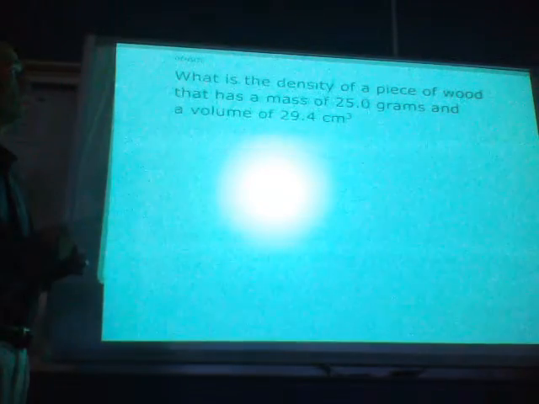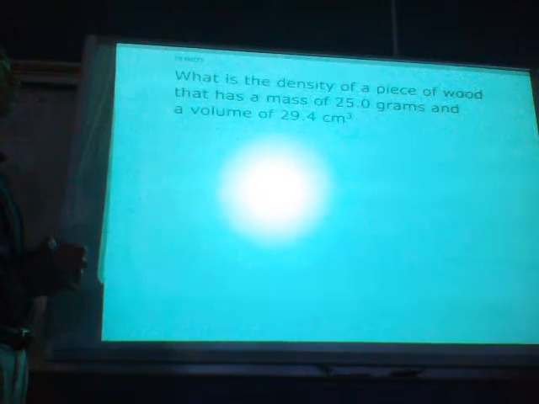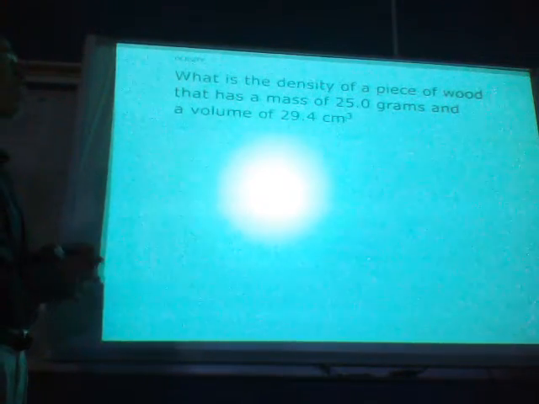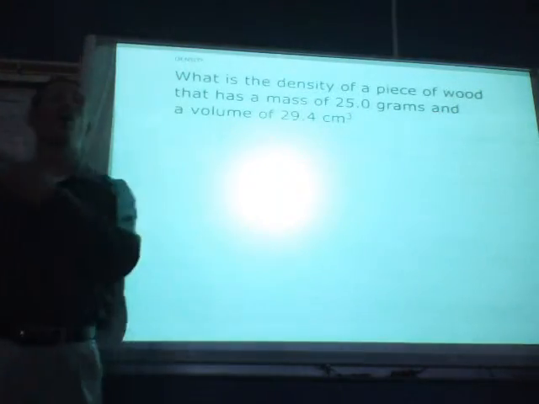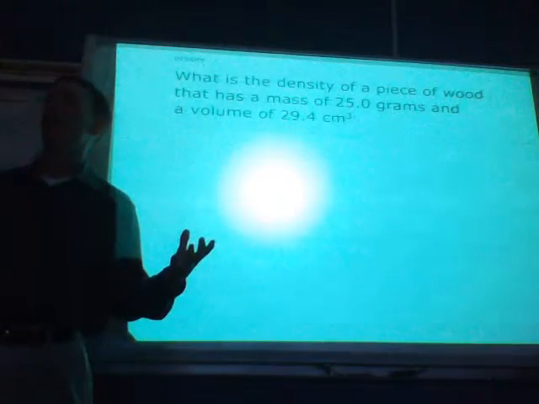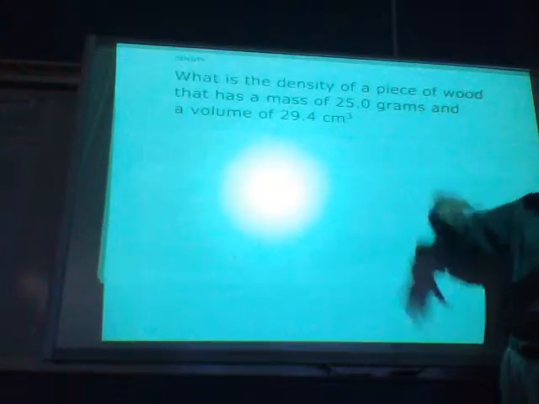There we go. It says, what is the density of a piece of wood that has a mass of 25 grams and a volume of 29.4 centimeters cubed? Now, you'll notice that we've got these units here that come after the numbers. You need to know what the units refer to. And that's the table that you wrote over here at the beginning.